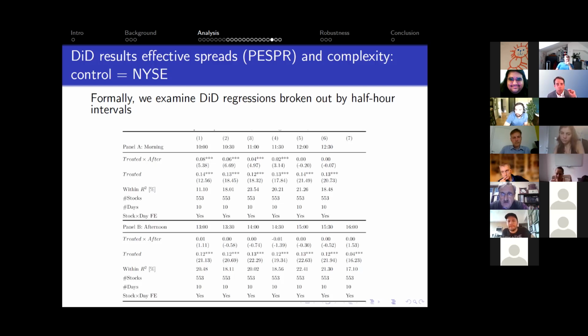I am going to break our analyses, instead of into the daily level, into half-hour intervals throughout the trading day. And what do you see? Basically, all of our results are concentrated in the hours after the opening. And here they're not super statistically significant, but the magnitudes are similar right at the last hour of the day, right?